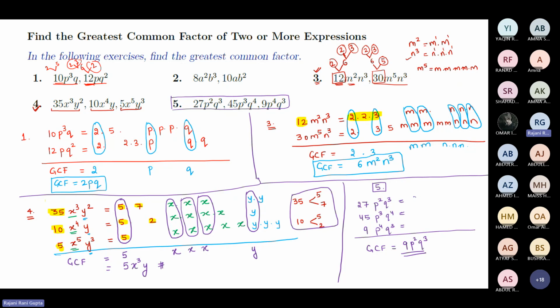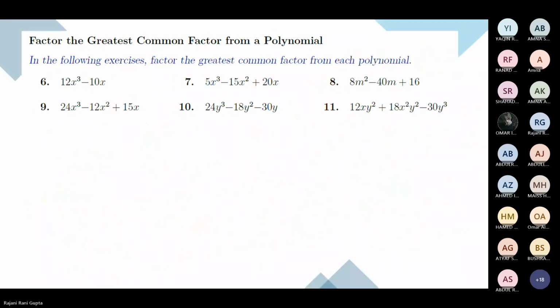Because 27 you can write as 9 times 3, 45 you can write as 9 times 5, and you have 9 as 9. So this gives you 9. If you look here, p power 2, p power 3, p power 4, so p power 2 is the lowest one. And here q power 3 and q power 4, so q power 3 will come. So work it out in the same way as we did questions 1, 3 and 4. Okay, so let's now move to the next.